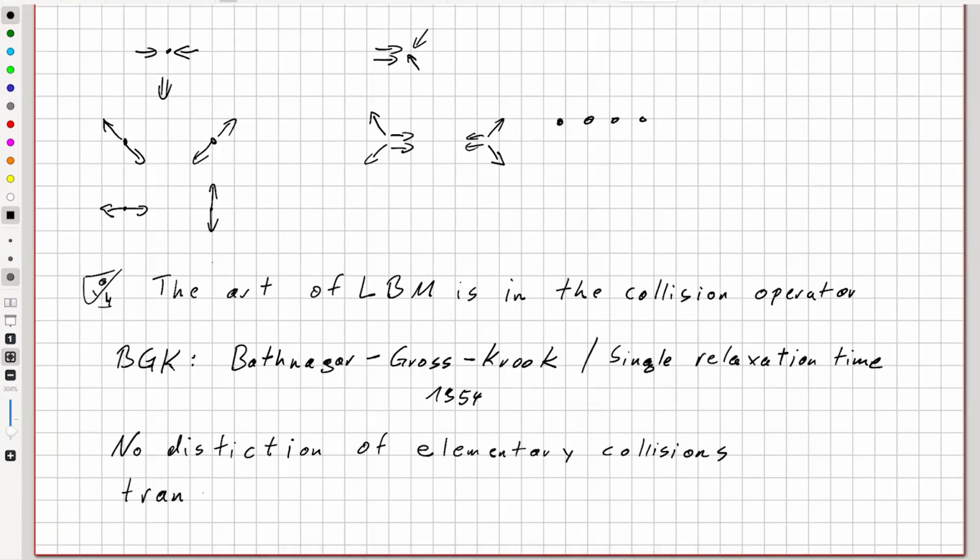What they just have is a transition of the populations f_i, and this depends on the distance to an equilibrium. So what an equilibrium is, this is what we will learn in the afternoon. I'm not completely sure that we come to this point, but this is what we will prepare in the afternoon.